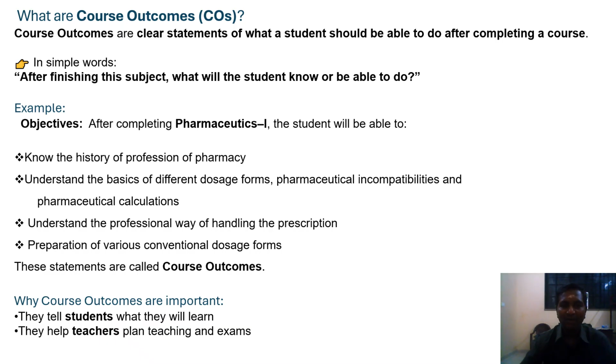For example, after completing pharmaceutics, students should be able to understand the history of the pharmacy profession, understand the basics of different dosage forms, learn about pharmaceutical incompatibilities and calculations, understand the professional handling of prescriptions, and learn the preparation of various conventional dosage forms. These expected abilities of students are called course outcomes. Course outcomes are important because they guide students about what they will learn, and they also help teachers plan teaching methods and examinations effectively.